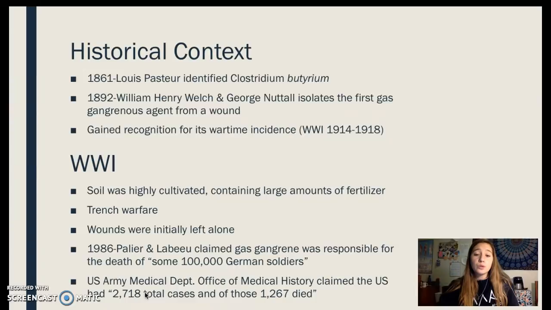It gained recognition for its wartime incidents during World War I. Because the soil was so highly cultivated and trench warfare was so popular, open wounds were getting contaminated with the soil. Doctors initially thought to leave the infections alone, but that really only made them worse. So that was why they were so prominent. Its significant incidence was because civilian cases were so rare, but cases within soldiers were so prominent. These are just some quotes from some German soldiers and from the U.S. Army Medical Department Office of Medical History, explaining how severe these cases were.